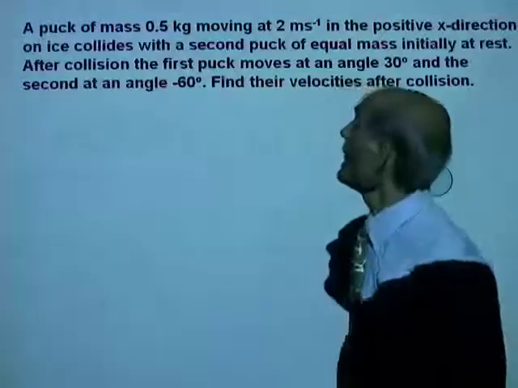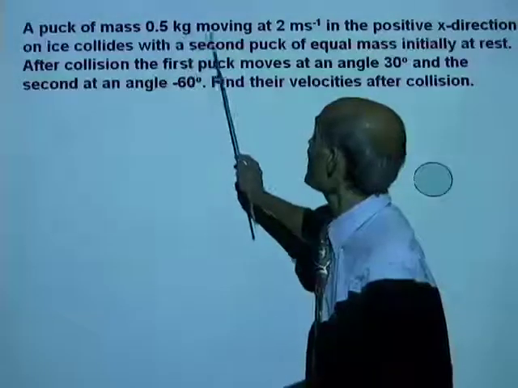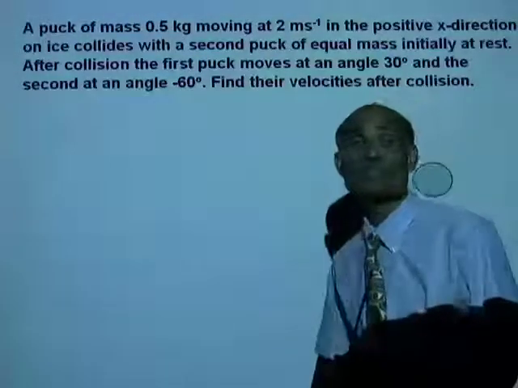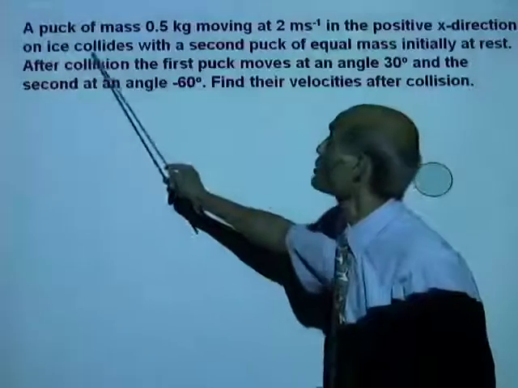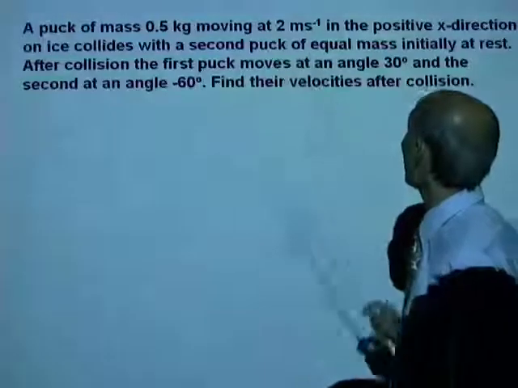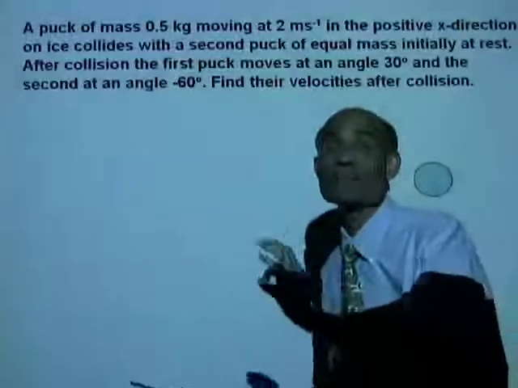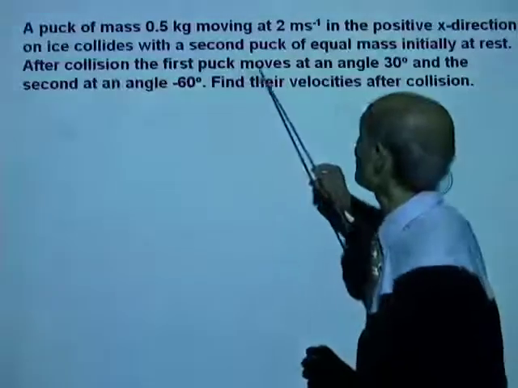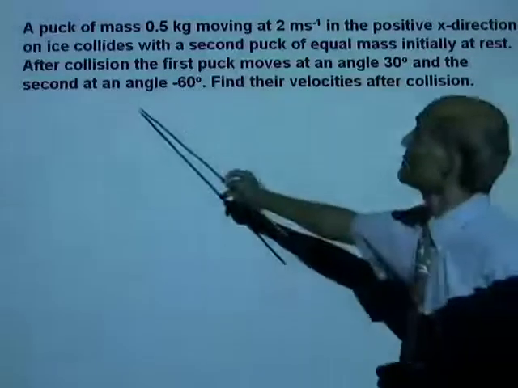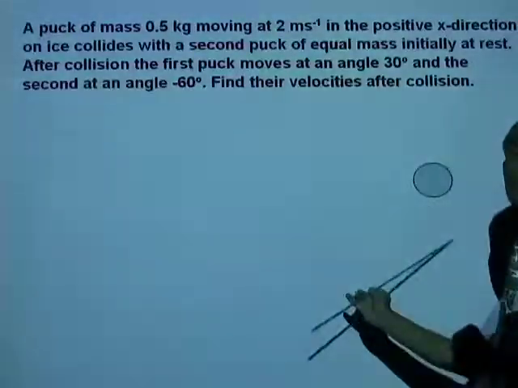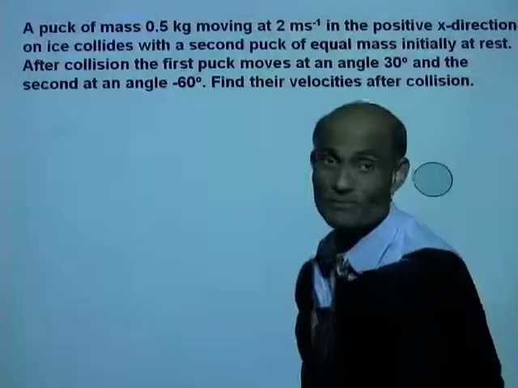Problem. A puck of mass, just like a hockey puck, mass 0.5 kilogram, moving at 2 meters per second in the positive x direction on ice, collides with a second puck of equal mass initially at rest, V2I equal to 0. After collision, the first puck moves at an angle 30 degrees and the second at an angle negative 60 degrees. Find the velocities after collision.